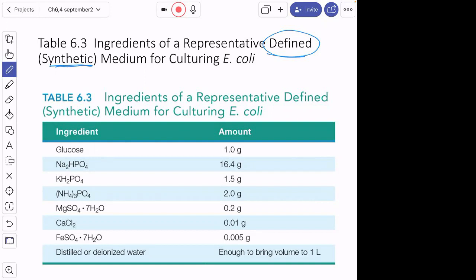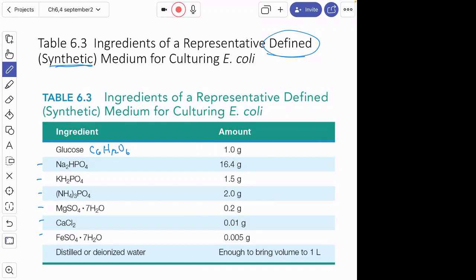But anyway, if you take a look at the ingredients of this media, we've got basically chemical formulas here. Glucose, we know exactly what this is, C6H12O6, right? So we know exactly what elements in what amounts are in this media. So it's defined.